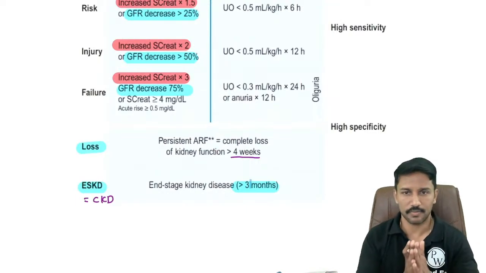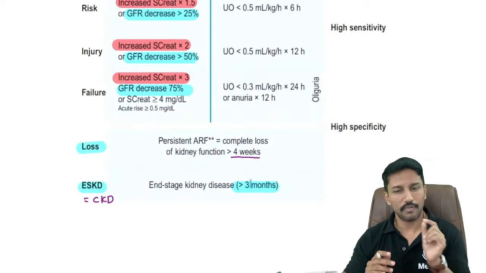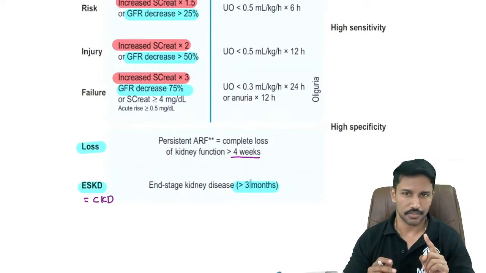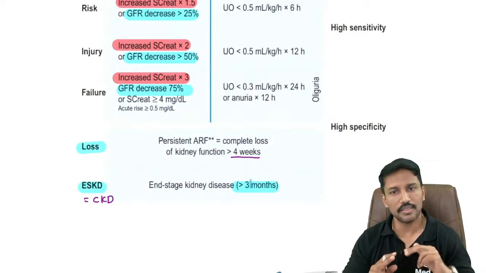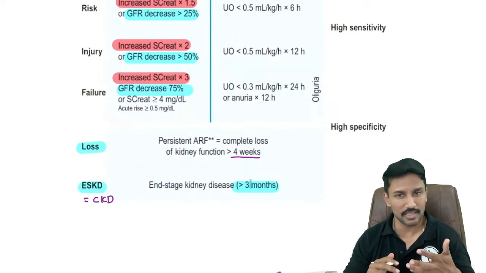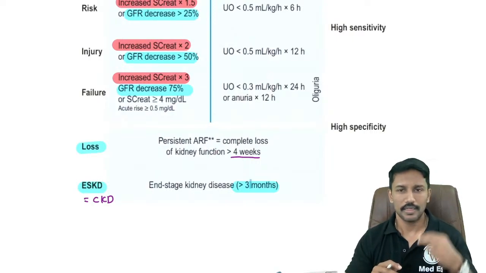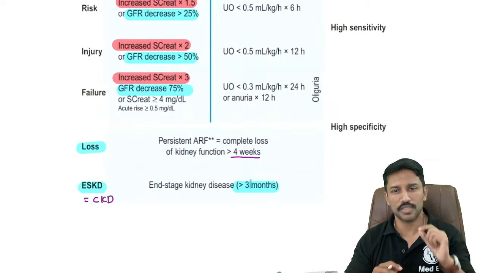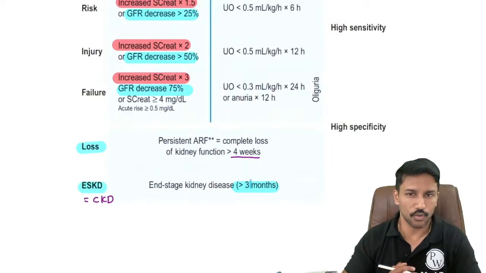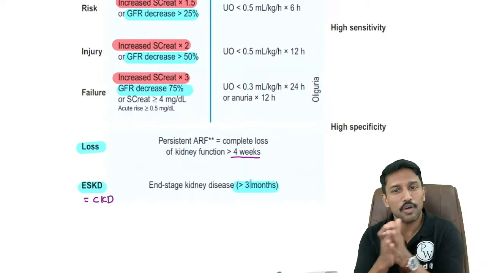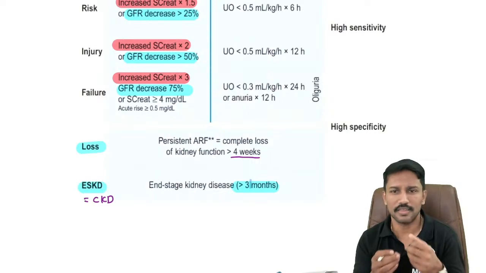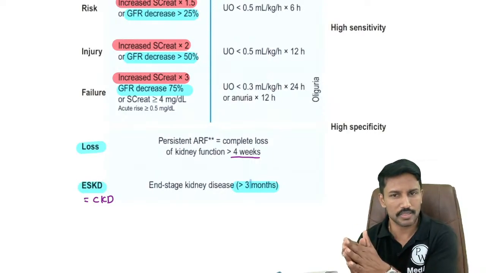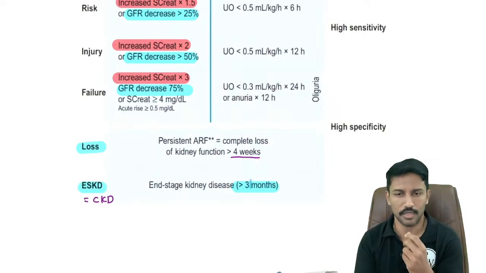So let me summarize again. If creatinine becomes 1.5 times the baseline, it is risk stage. If it becomes more than 2 times the baseline, it is injury. If it becomes more than 3 times the baseline, it is failure. That is our stage 1, stage 2, stage 3 according to the KDIGO staging, right? Now these abnormal parameters, maybe 2 times the baseline, 3 times the baseline, 1.5 times the baseline, anything can be counted as acute kidney injury.